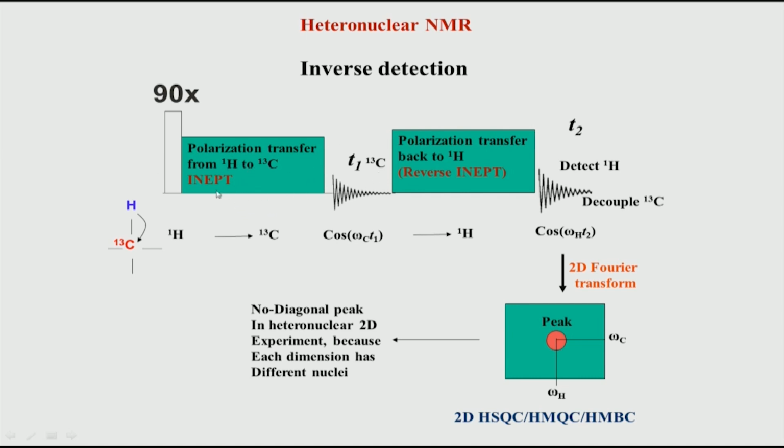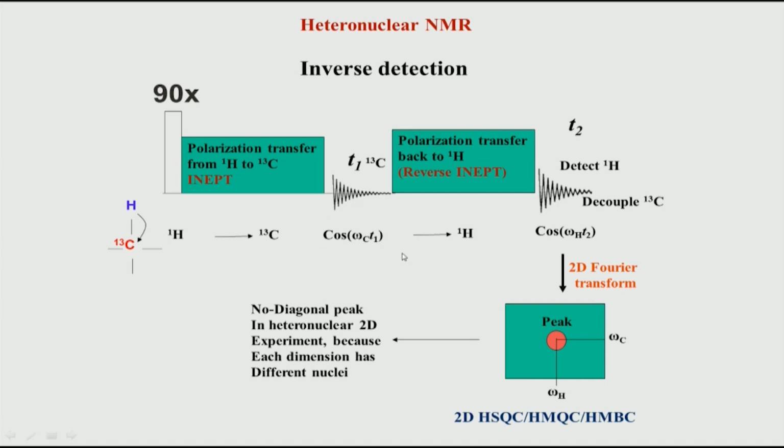Using this INEPT, it has close to 100% efficiency if I know the coupling value. It is not exactly 100, one can never achieve 100%, but let us say more than 90%. That efficiency can be achieved in an INEPT. Again, we are not going to go into the details of how that works, but it is possible to achieve close to 90% efficiency. Therefore, everything is transferred from proton to carbon, and everything is transferred back to proton, so there is no proton evolution here.